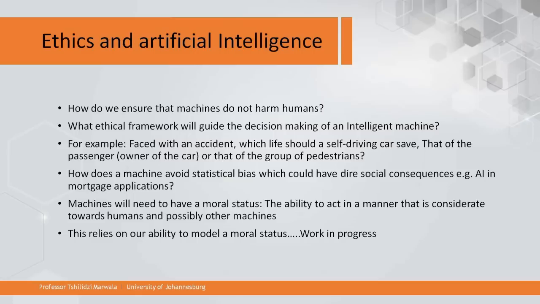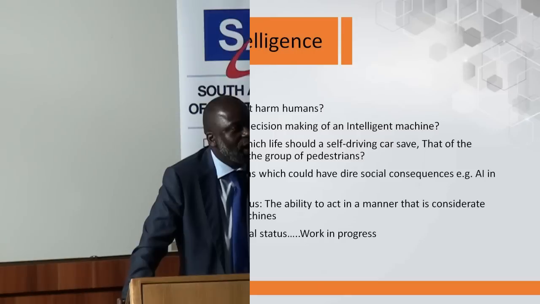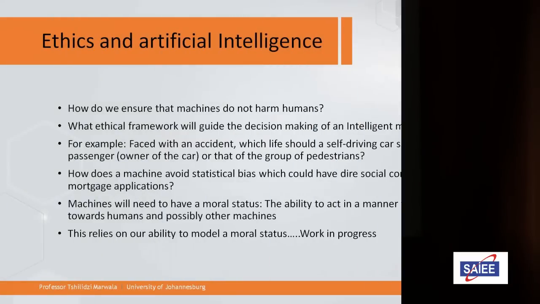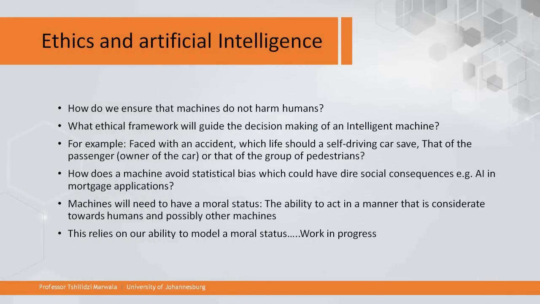If a car can make such a decision, how does a machine avoid statistical bias, which could have dire consequences? For example, AI in mortgage applications, which is actually quite used now. I think the morality of machines is something that we need to also start thinking about. The ability to act in a manner that is considerate towards humans and possibly other machines.